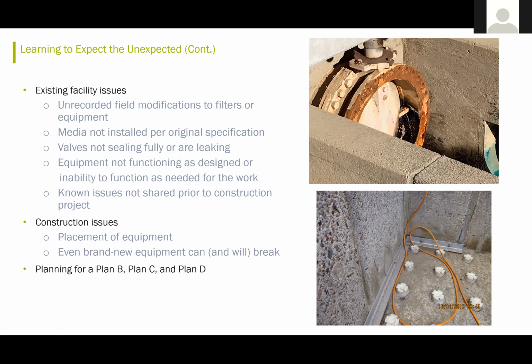There were some other construction-related issues. One of them involved placement of equipment. They had a gas-powered generator set up near the intake to the filter gallery, which set off the fire alarm inside the filter gallery when it was operating. They also had brand new equipment that broke down, including one of the pressure washers, which broke down on the first day of operation. So their motto was that they needed to have a plan B, plan C, and a plan D, because Murphy's Law was in effect.